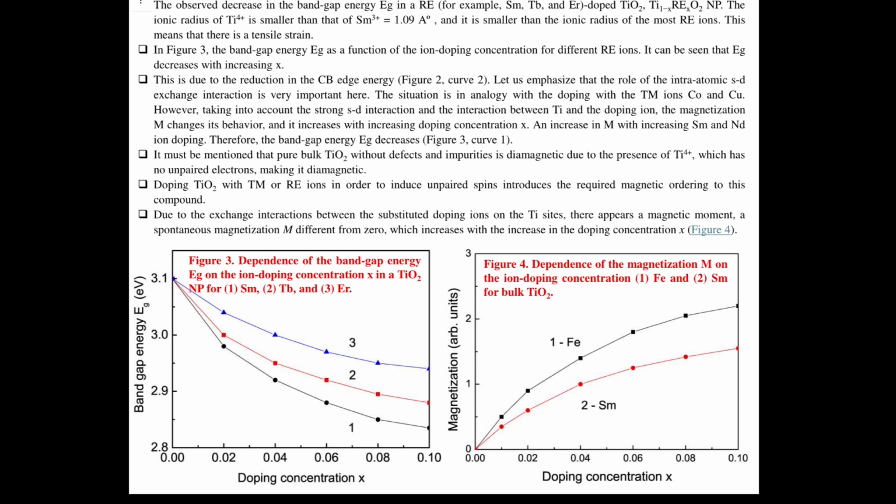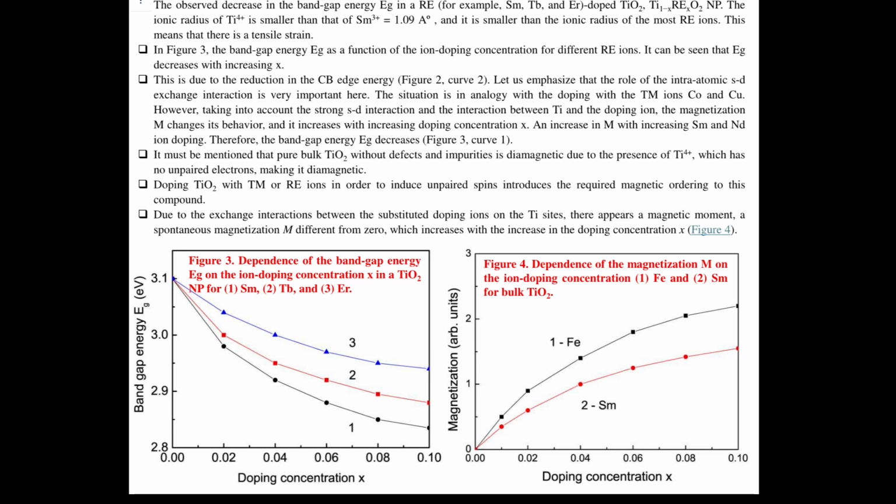When you compare this with the iron doping, iron shows a better effect on the band gap because of the tensile strains that are there, so that the structure, the size of this material, is changed.